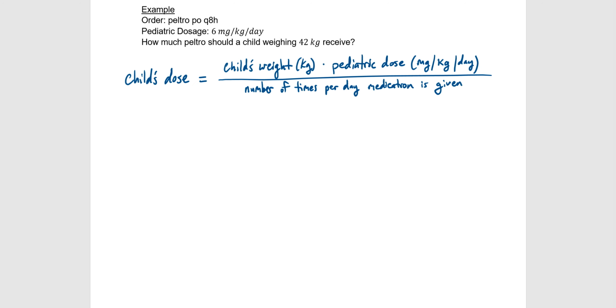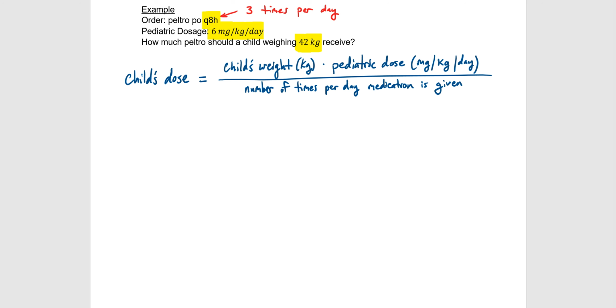So writing down the formula, we have the child's weight in kilograms. It's already in kilograms, so we don't have to convert like we did in the last one. We have the pediatric dosage, which is 6 milligrams per kilogram per day. And then we have every 8 hours for the number of times per day it's given. So every 8 hours, we have to think, how many times per day is that? That's going to be 3 times per day. And remember, if you can't just think of that off the top of your head, you would divide the 24 hours in a day by the 8 hours, and that would give you 3.